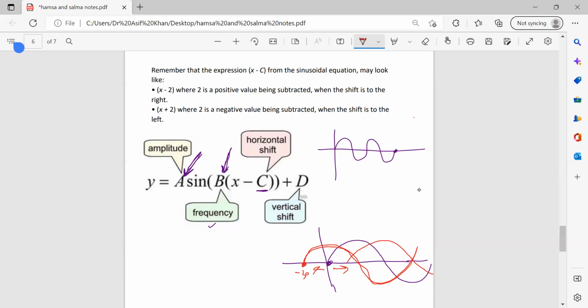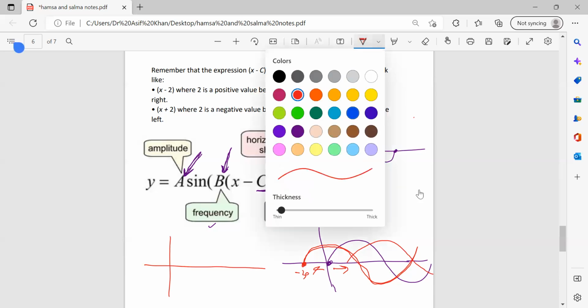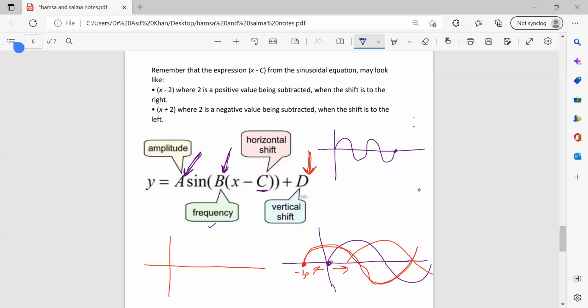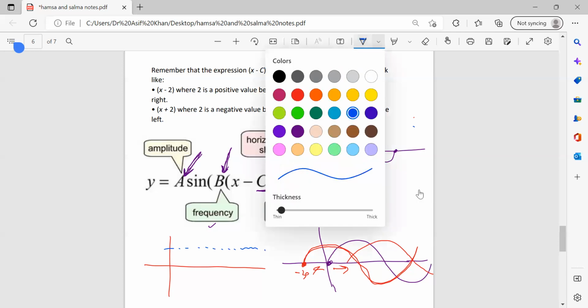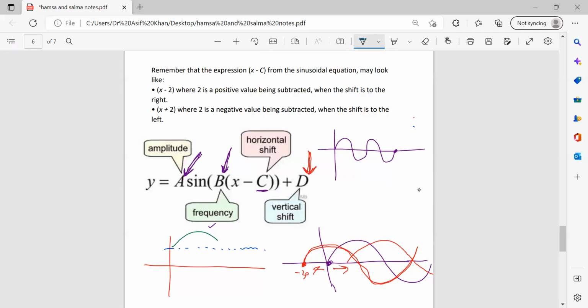And what does this D show? This D shows the vertical shift. It means that because of this vertical shift, this graph will move upward or downward. Or you can say this one shows the middle line. With plus 1, it means y equal to plus 1 will become the middle line, and the curve will be from here like this, not from this side.